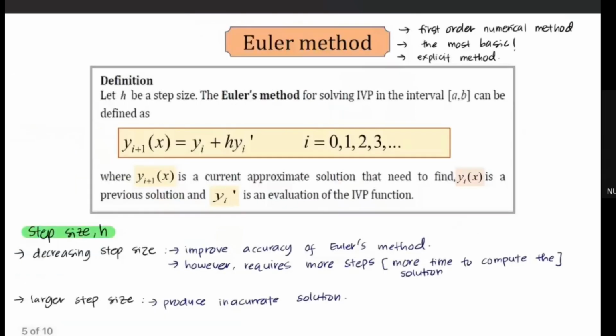Okay, let's look at Euler method. This is a first order numerical method and the most basic numerical solution to solve ODE. And Euler method is an explicit method. I will explain about this later. Okay, look at the definition. Let h be the step size. The Euler's method for solving IVP in the interval [a, b] can be defined as this one.